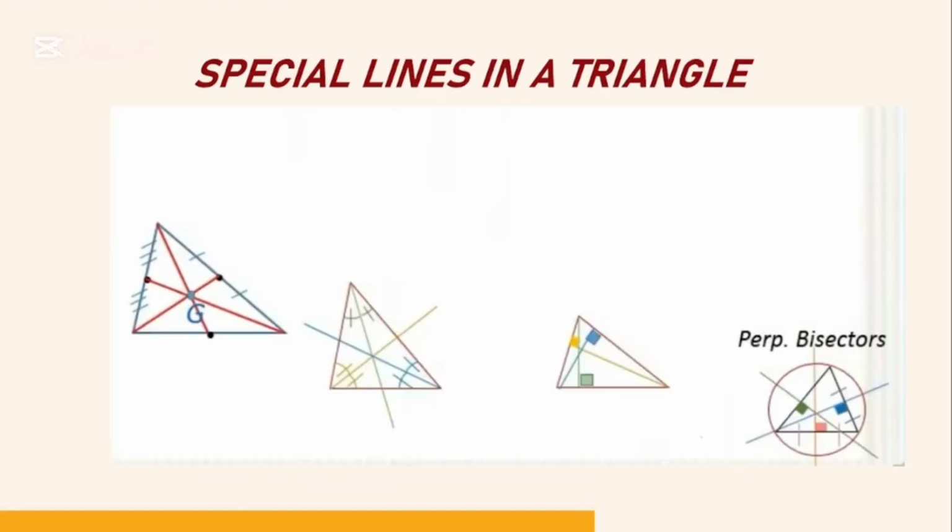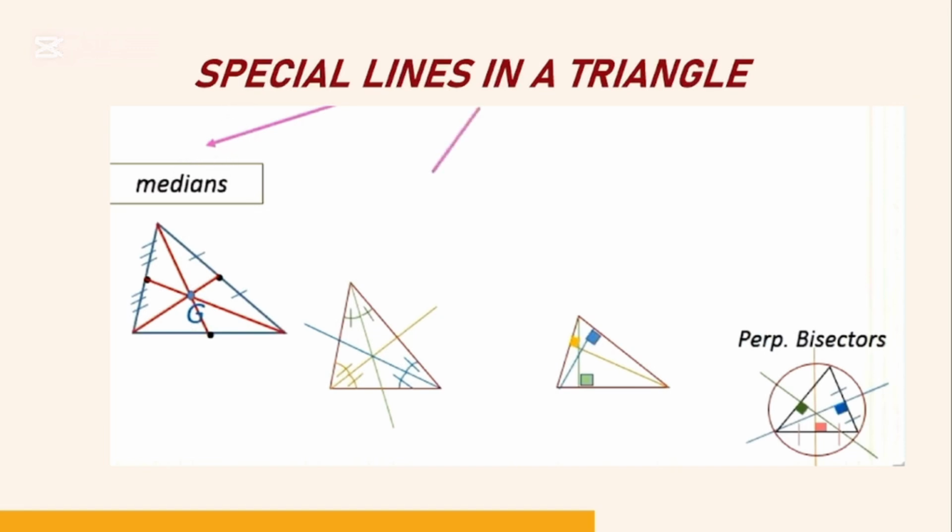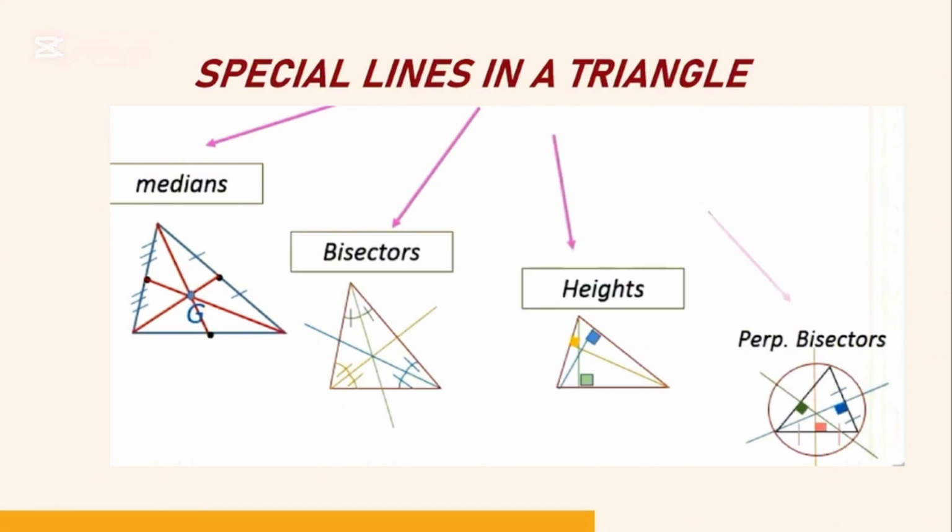Before we go into details, let's see the 4 special lines. We have the first one, median, bisector, height, and perpendicular bisector. So, Jad al-Faris, try to remember these 4 names.